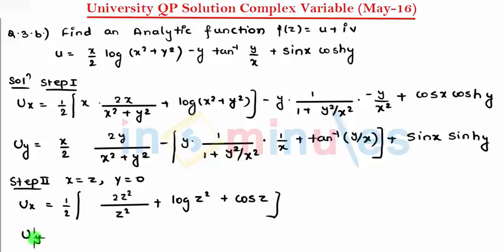Let's write uy also. When we put y as 0, the first term is 0, this term is 0. And here when you keep y as 0, tan inverse 0 is again 0. Here when you keep sin hyperbolic 0, that is 0. So I got uy is equal to this.